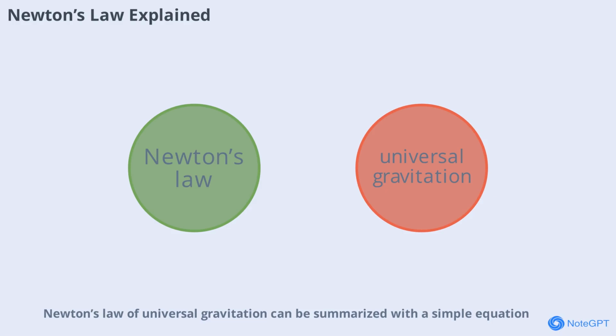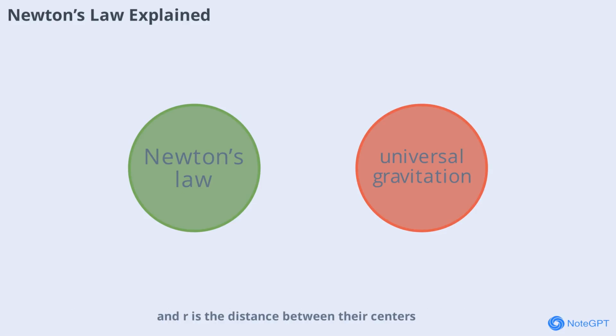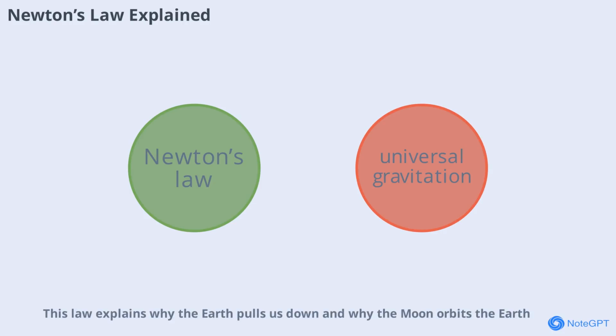Newton's law of universal gravitation can be summarized with a simple equation: F equals G m1 m2 / r². Here F is the gravitational force, G is the gravitational constant, m1 and m2 are the masses of the objects, and r is the distance between their centers. This law explains why the Earth pulls us down and why the Moon orbits the Earth. It applies to all objects, no matter their size or location in the universe. Newton's insight was revolutionary, providing a mathematical framework for understanding gravity.